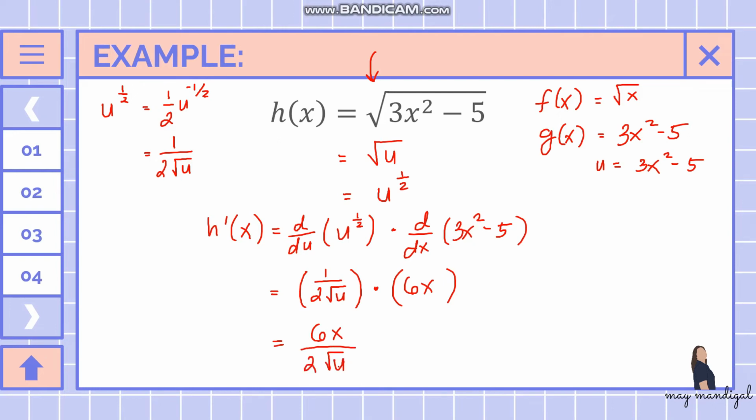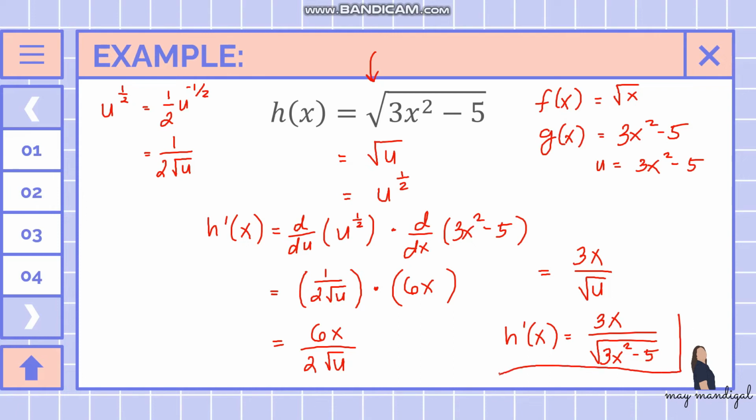Now, before we put it back into its original form, we can still simplify 6 and 2. So that will give us 3x over square root of u. And then from here, you can now substitute back the value of u. So 3x all over square root of 3x squared minus 5. And now this is our final answer. So this is now the derivative of our function.